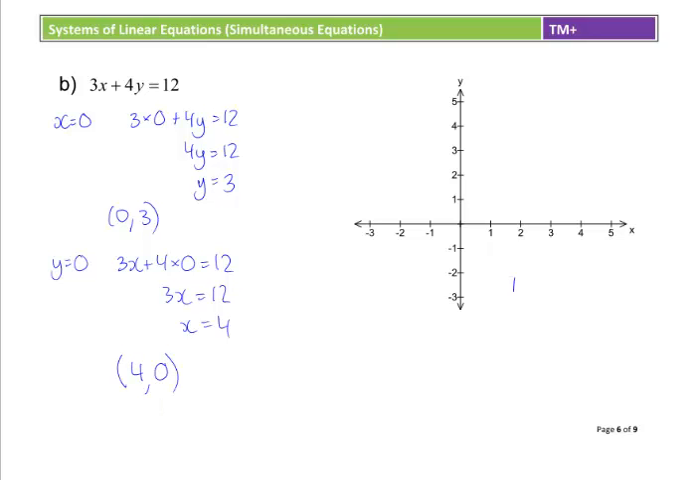Putting these points on my line, I have 0, 3 and 4, 0. And then I just join the dots. Again, put an arrow on the end of each line and label. You're done. Remember to always label your axes with your variables.